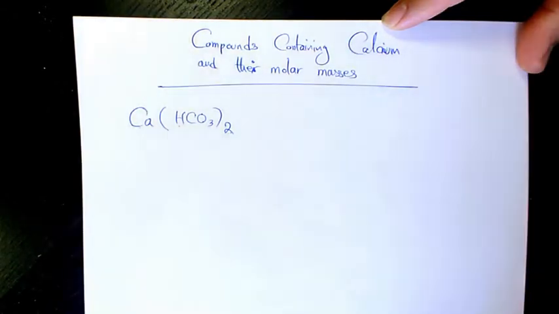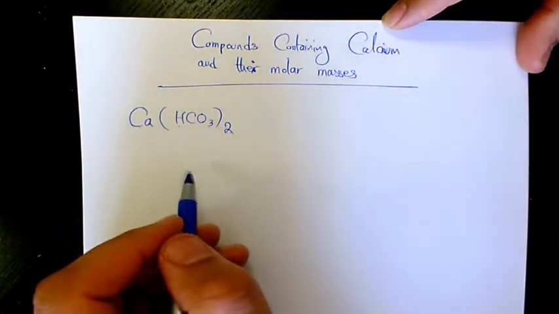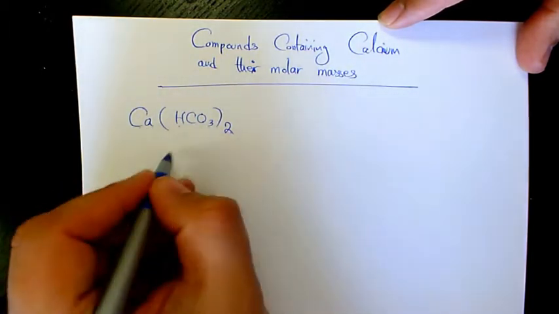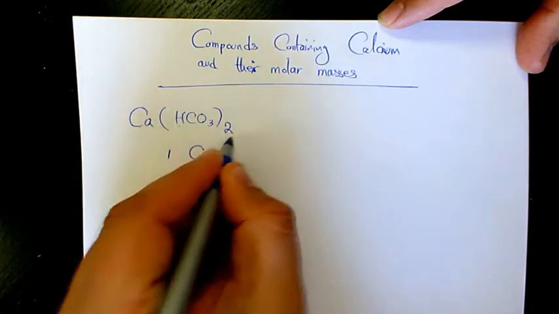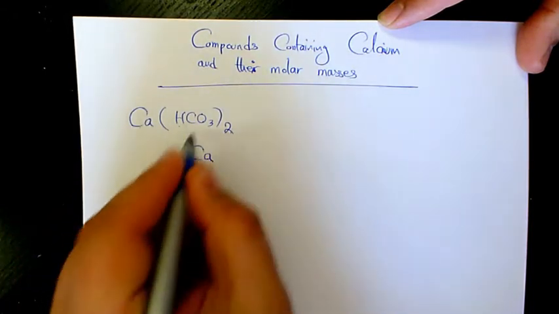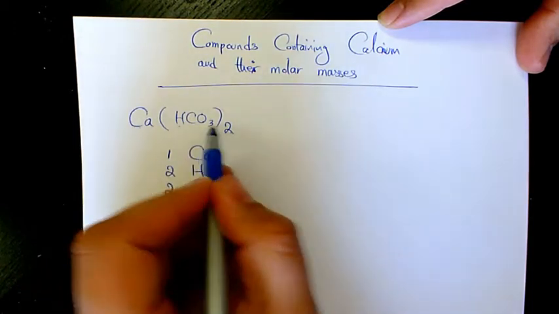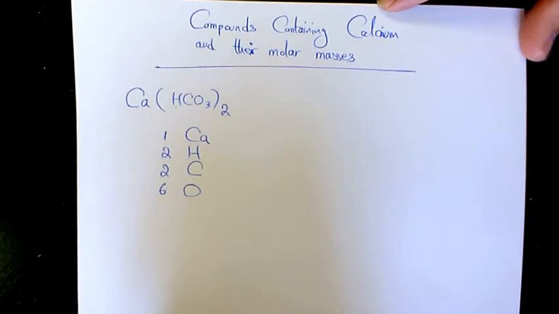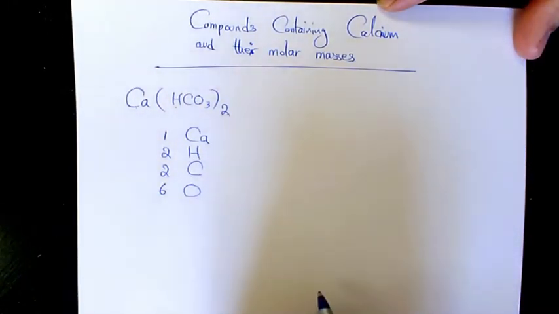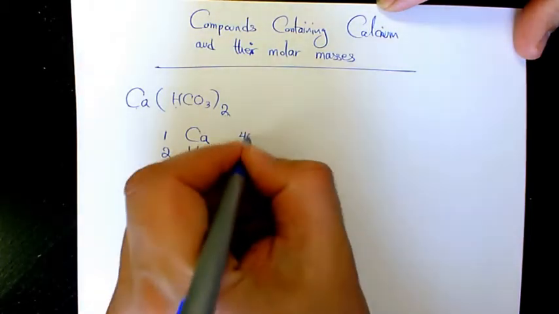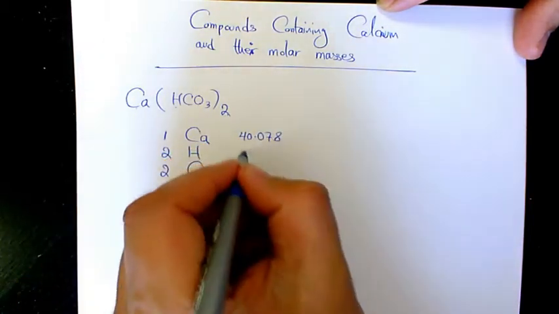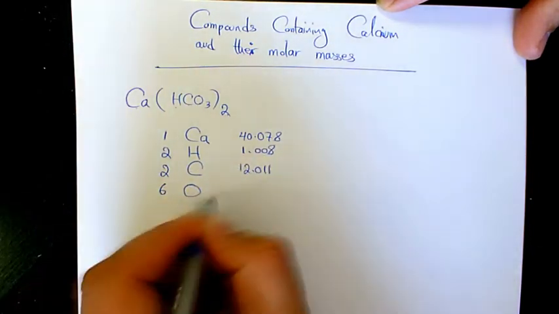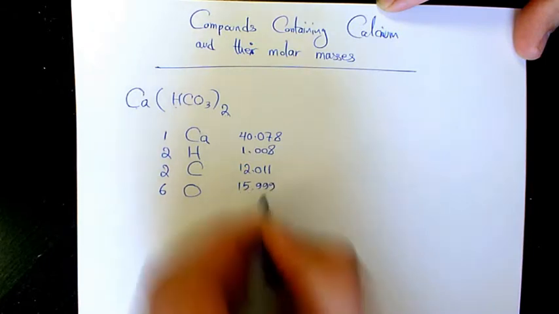We don't write 1. If we want to find out the molar mass of this compound, we need to count the number of atoms first. We have 1 atom of calcium, 2 atoms of hydrogen, 2 atoms of carbon, and 3 times 2, 6 atoms of oxygen. Then I need to find out the atomic mass of all these elements. Calcium is 40.078, hydrogen is 1.008, carbon is 12.011, oxygen is 15.999.